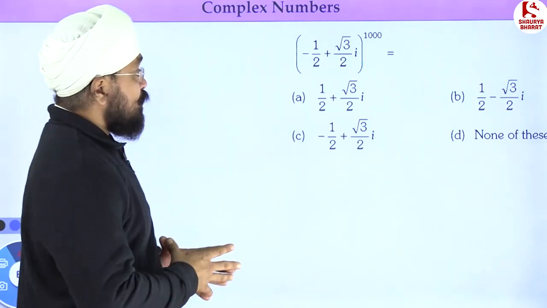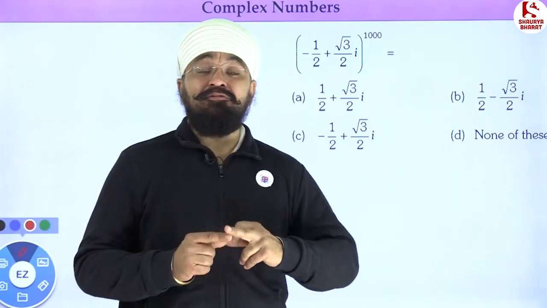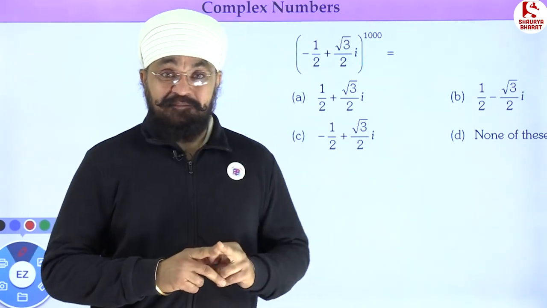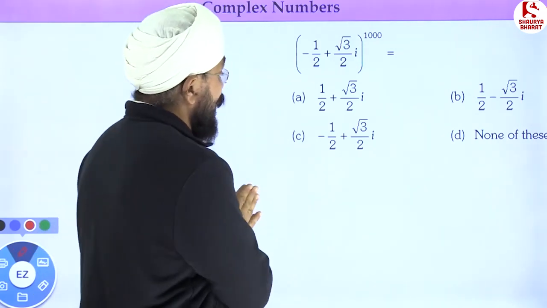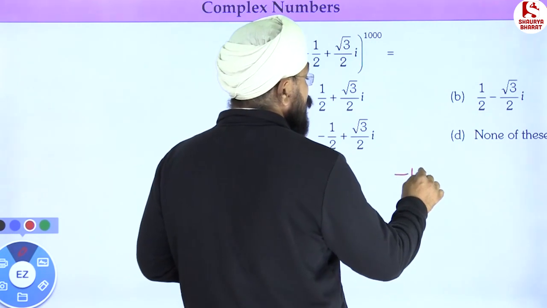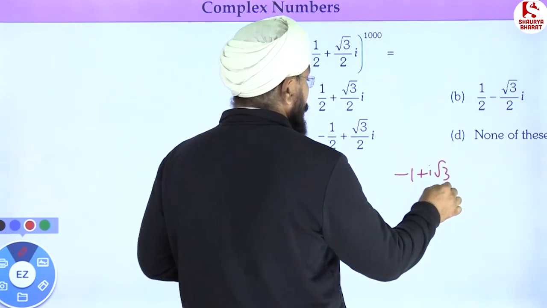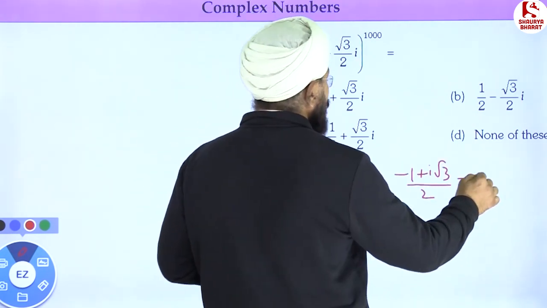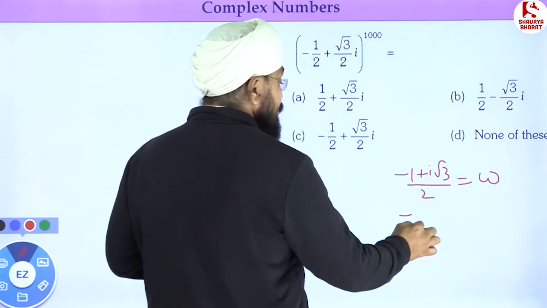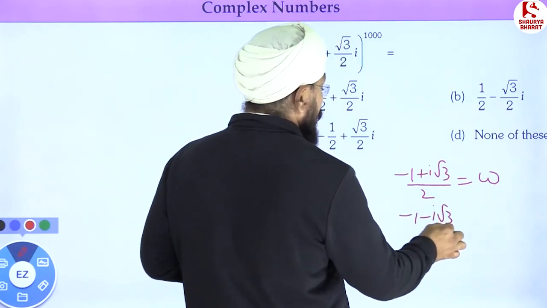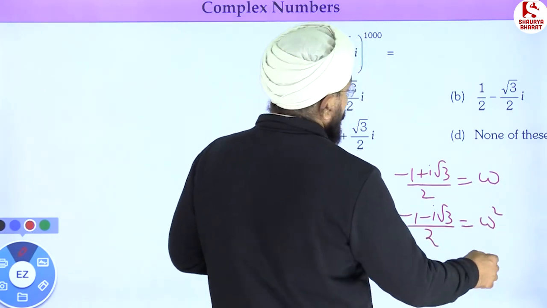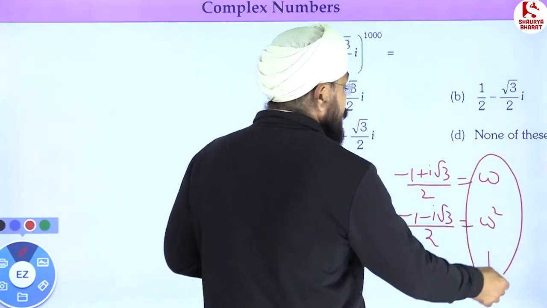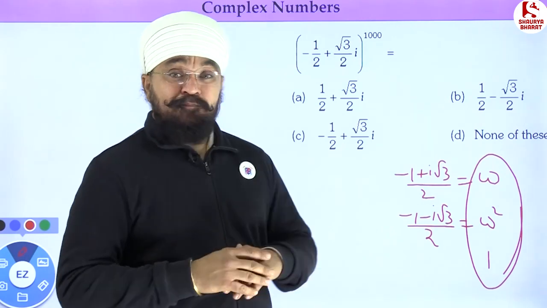Now let's take one more question. Here, the word omega is missing. If the word omega is missing, then you should know that minus 1 plus iota root 3 upon 2 is actually omega. Minus 1 minus iota root 3 upon 2 was omega square, and definitely the last one was 1. So they were the cube roots of unity.